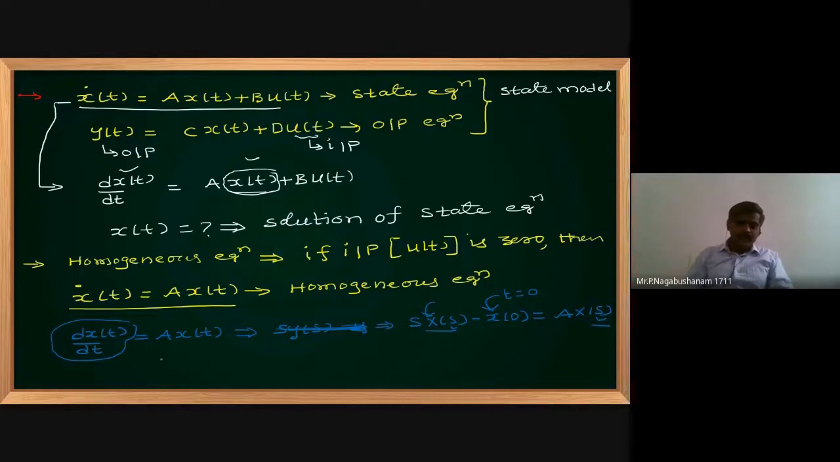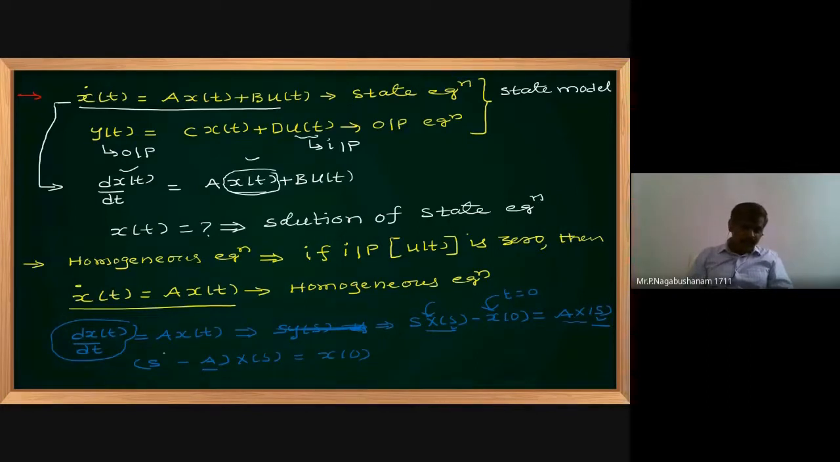Take it to the left side, you will get s minus A into X of s. Then you send this x of 0 to the right side. Check it out, A is the matrix. If you take it this way, A into X of s goes to the left side. X of s is a common factor, so s minus A. But it is not s minus A directly.